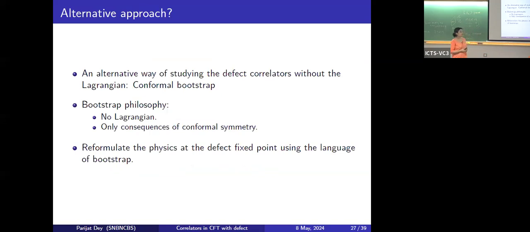So now we would like to study the same defect system, but without any Lagrangian. This is the framework of conformal bootstrap, where we focus on a CFT itself and not on a specific microscopic realization. This is the philosophy of bootstrap: no Lagrangian, no Feynman diagrams, but we exploit only the consequences of conformal symmetry. The idea is to reformulate the same physics at the defect fixed point using the language of conformal bootstrap. So what do I mean by that?